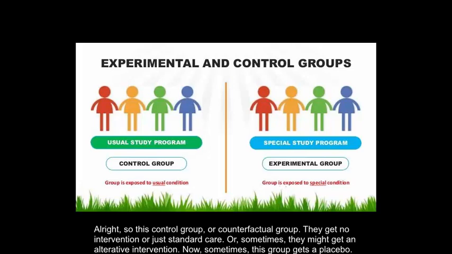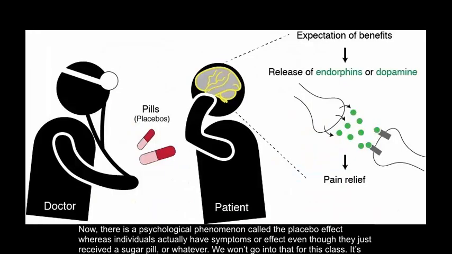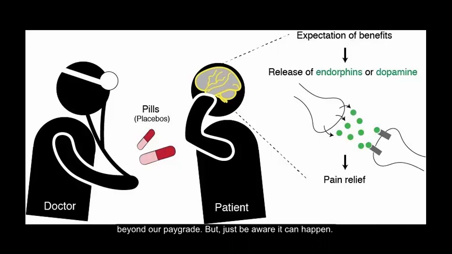All right, so this control group or counterfactual group, they get no intervention or just standard care. Or sometimes they might get an alternative intervention. Now, sometimes this group just gets a placebo, meaning the group may think they are receiving something so that we can measure all potential reactions or effects. Now, there is a psychological phenomenon called the placebo effect, whereas individuals actually have symptoms or effect even though they just received a sugar pill or whatever. We won't go into that for this class. That's beyond our pay grade. But just be aware it can happen.